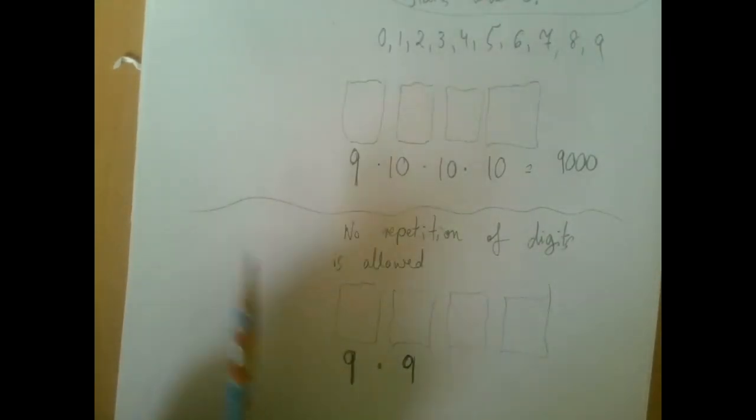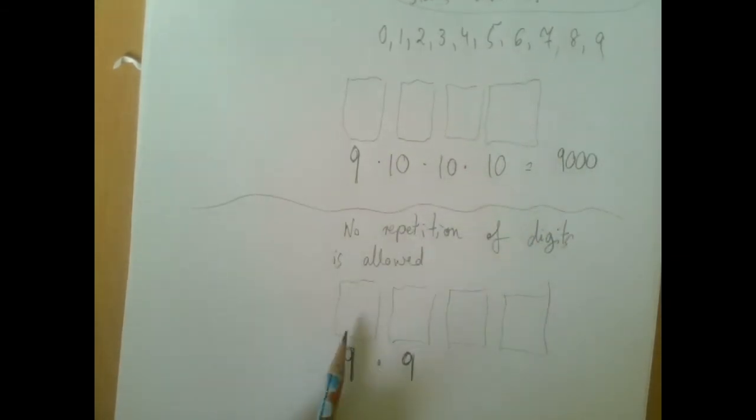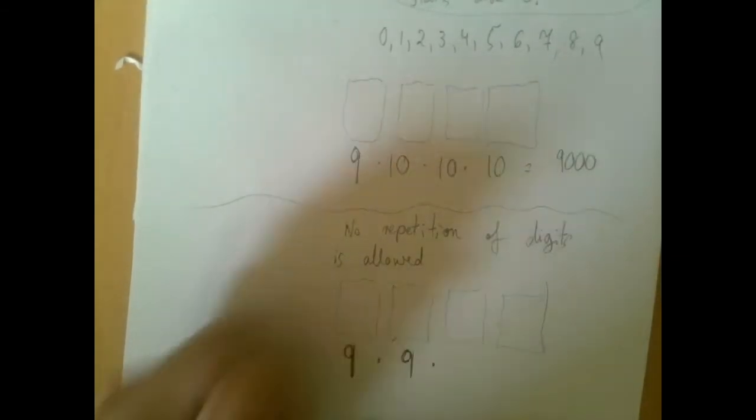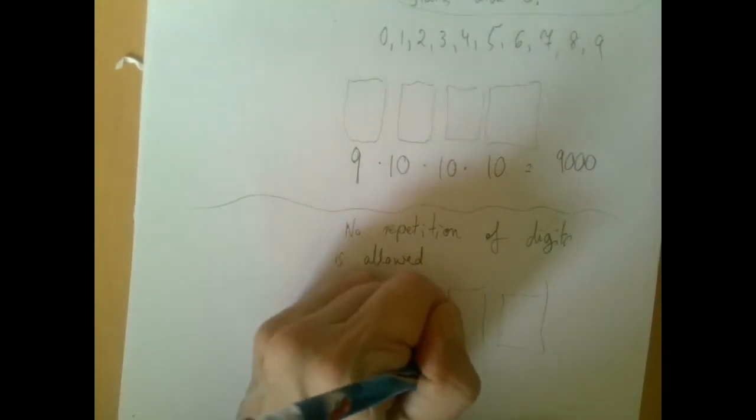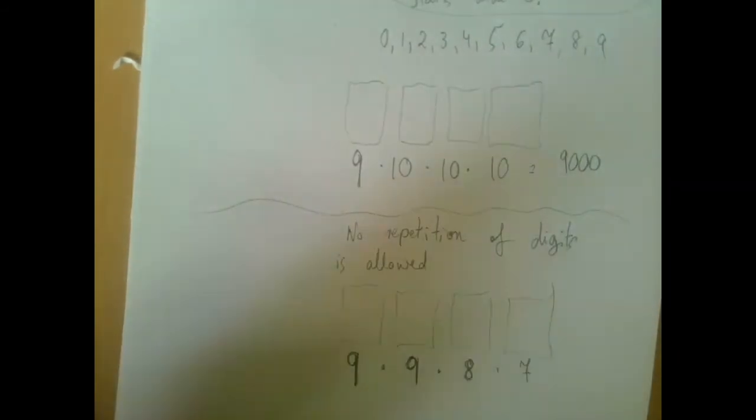It's basically all 10 of the digits except for whatever we picked first. And then for the next one, now we cannot use whatever was here and whatever is here. So now we're down to 8 and 7. So this is sort of interesting.